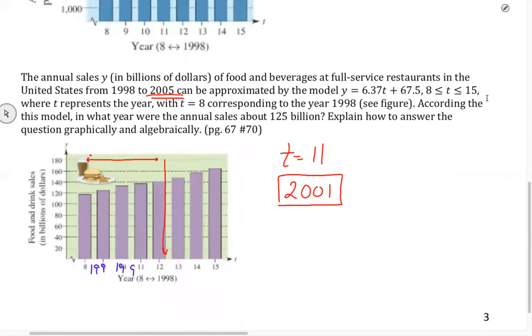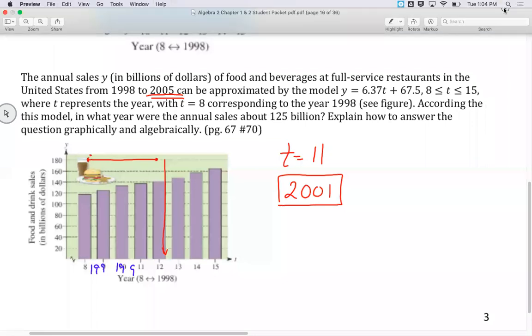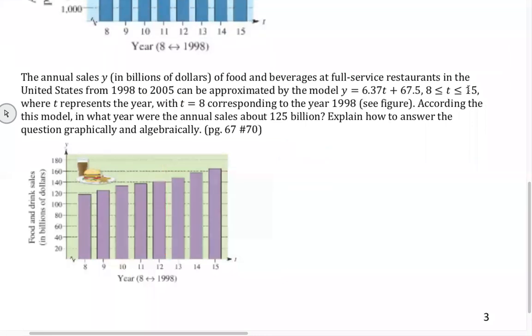Let's look at this one. So let me erase this. This is talking about food. This is something near and dear to my heart, okay?